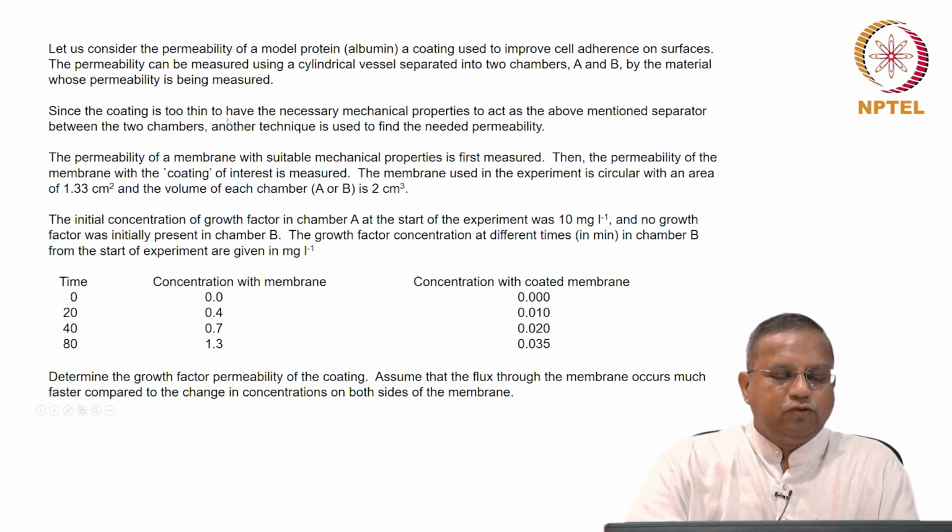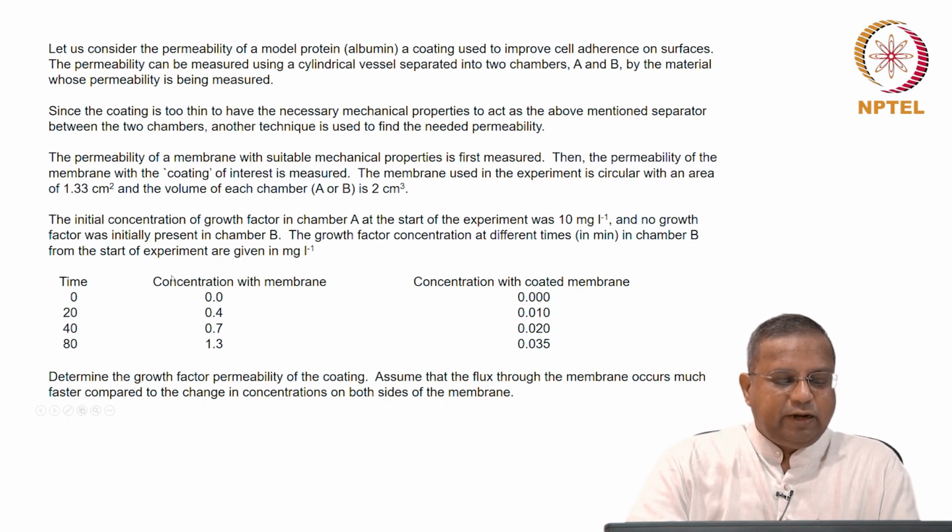Since the coating is too thin to have the necessary mechanical properties to act as the above mentioned separator between the two chambers, another technique is used to find the needed permeability. The permeability of the membrane with suitable mechanical properties is first measured. Then the permeability of the membrane with the coating of interest is measured. The membrane used in the experiment is circular with an area of 1.33 centimeters squared and the volume of each chamber being 2 centimeter cubed.